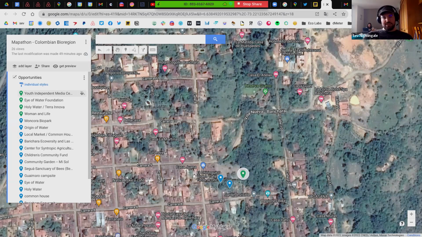But I'm trying to think about how this connects to other potential projects or ways we might support this more globally, and struggling to come up with anything myself.